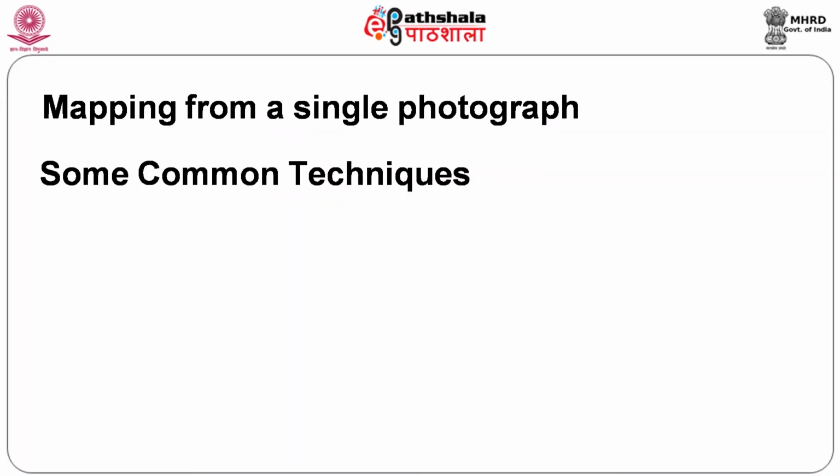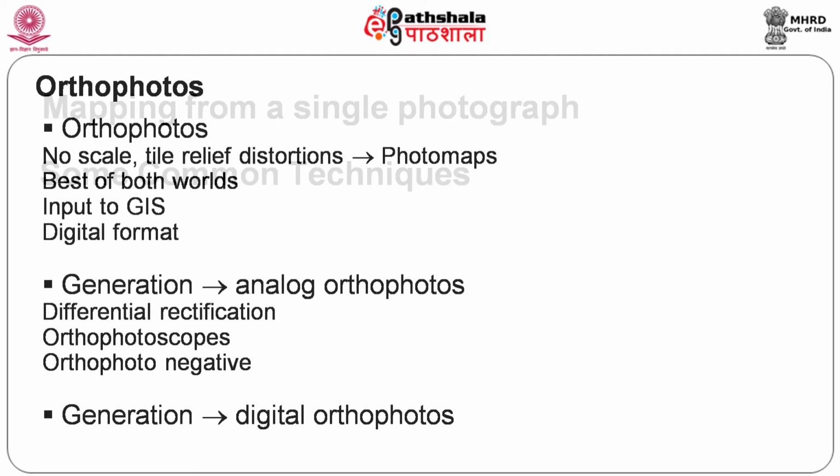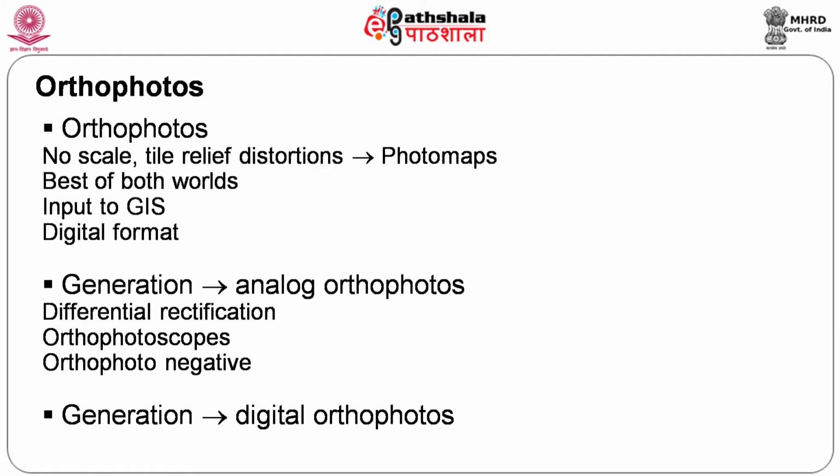So, scale will be decided, and that has to be done effectively. Decide the scale and then obtain aerial photographs based on the scale and focal length, and we will get good quality data. Taking or mapping from a single photograph, some of the common techniques that we use. Mapping from a single photograph is nothing but orthophoto mapping.